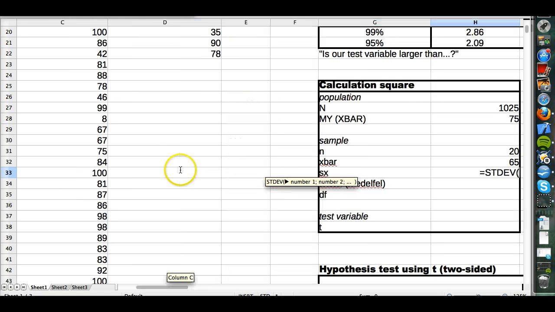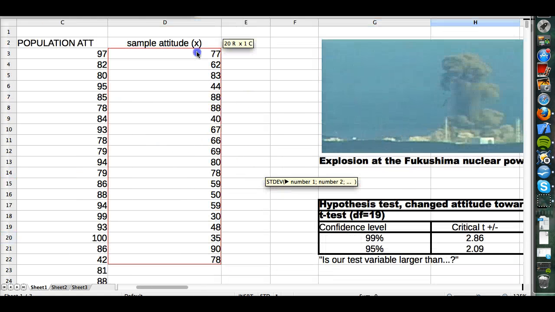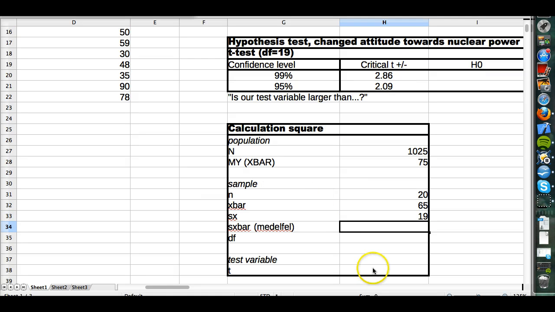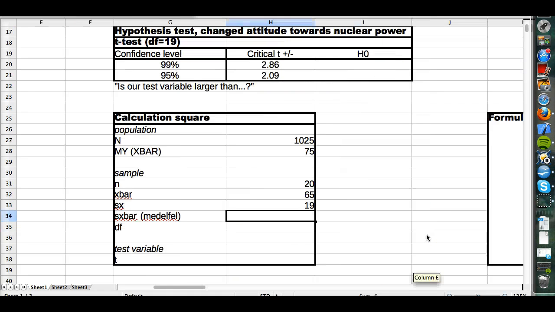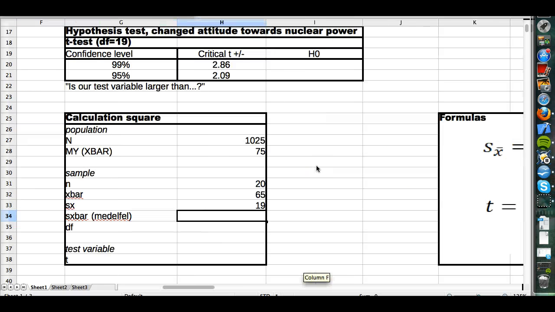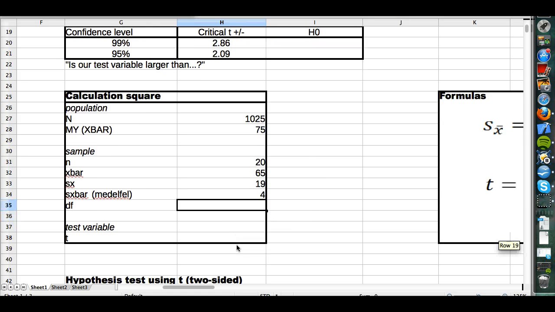The standard deviation. Select my data. I get a standard deviation of 19. Now, if we're going to calculate our standard error, I'm going to take the standard deviation divided by the square root of n. So I do that: the standard deviation divided by the square root of n, which is 4.